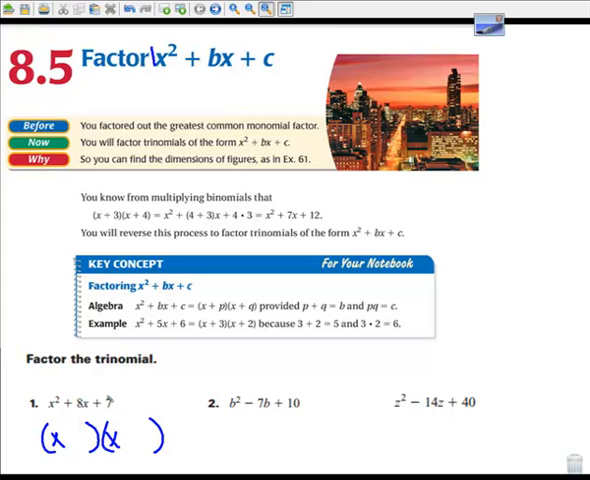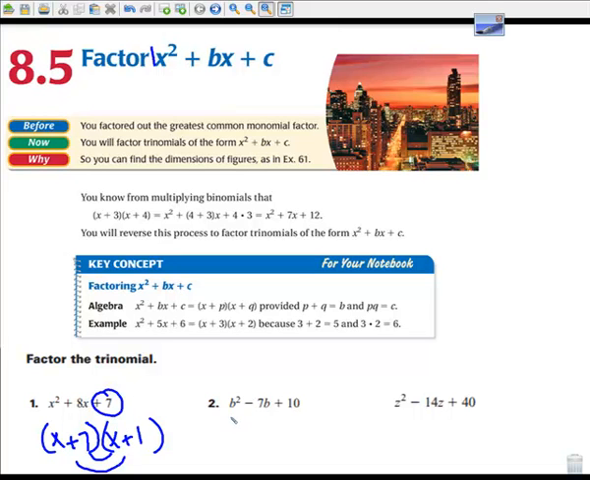And now I want factors of 7 that will add to 8. Well, that's easy. That's a 7 and a 1. This is what I call the smiley method. We're really going to use the smiley face method more when we have a coefficient that's not a 1 here. But if I look at this, this is 7x and 1x, that gives me 8x, and 7 times 1 is 7. So let's do this now.